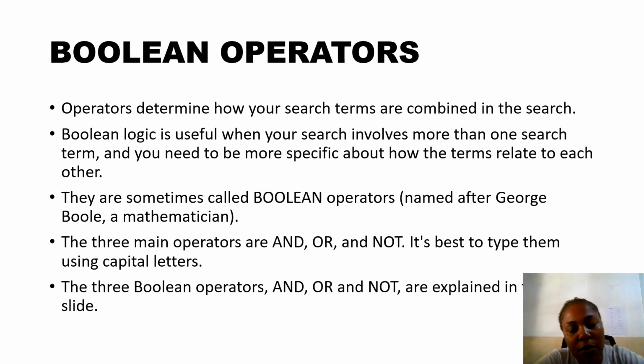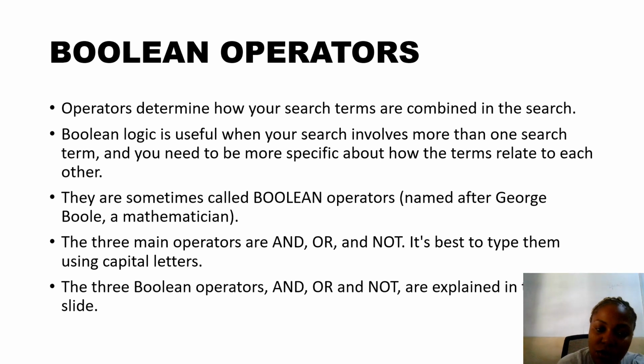So for the Boolean operators, operators determine how your search terms are combined in the search. Boolean logic is useful when your search involves more than one search term and you need to be more specific about how the terms relate to each other. They are called Boolean operators after a mathematician called George Boole. There are 3 main operators: AND, OR, and NOT.